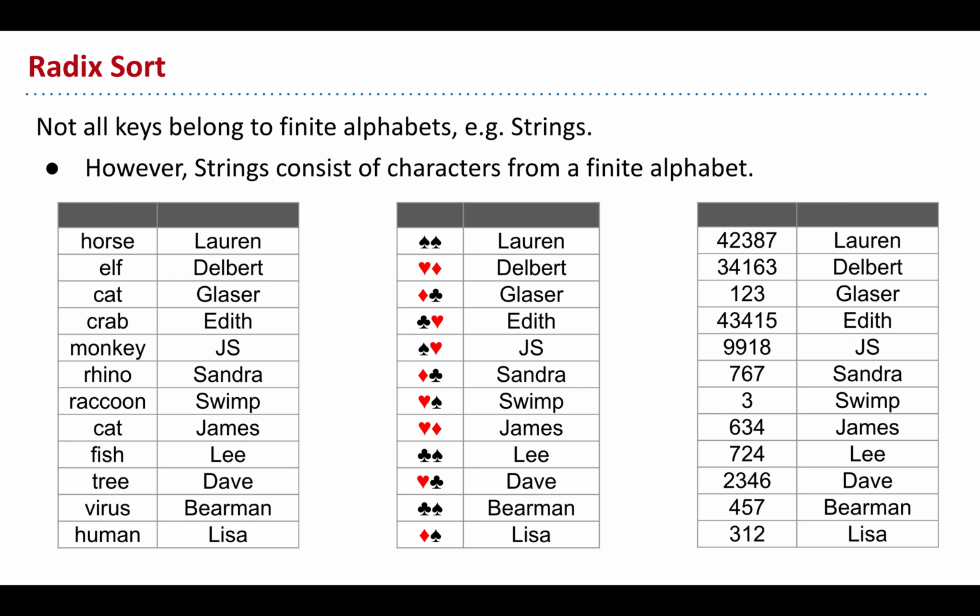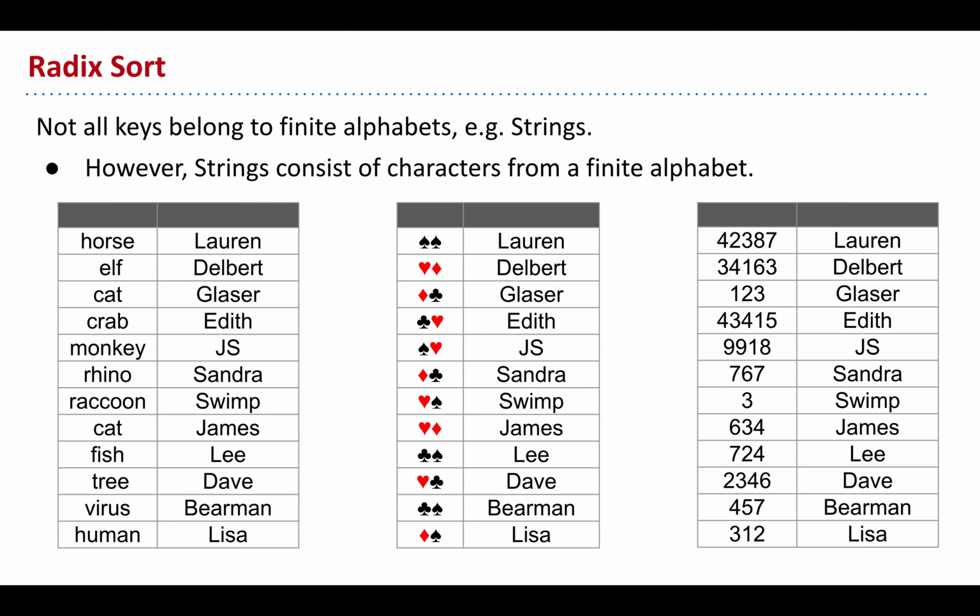So this is something called LSD Radix Sort. It's called least significant digit. This is basically an expansion on our counting sort, and it's going to take us to being able to sort more things, right? The idea of a radix sort is that not all keys belong to finite alphabets, right? Before, our alphabet was 4 things: clubs, spades, hearts, and diamonds. It's finite. It's 4. That's how big it is.